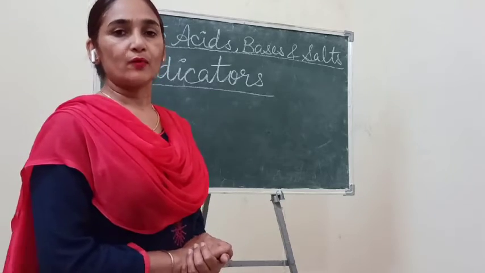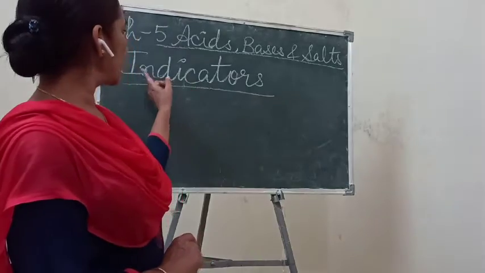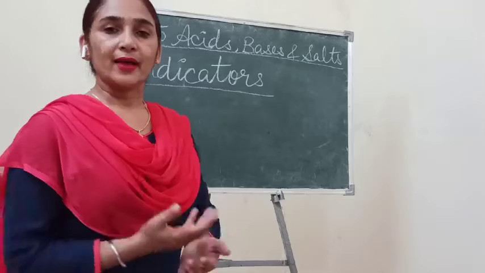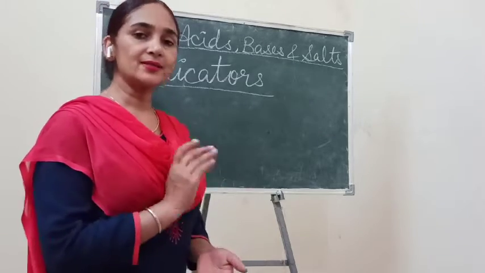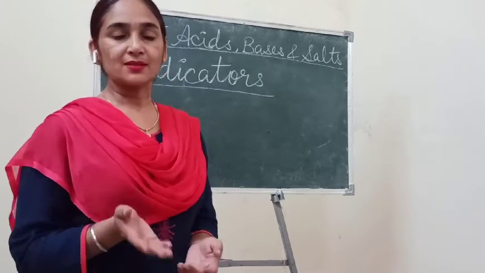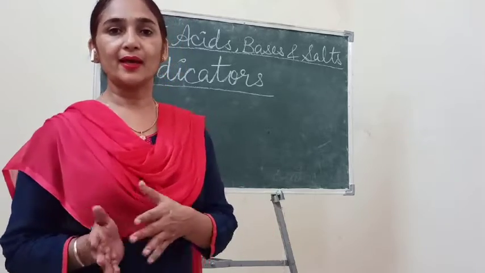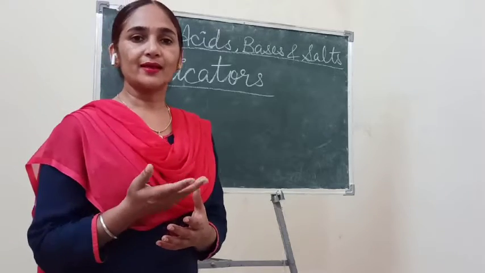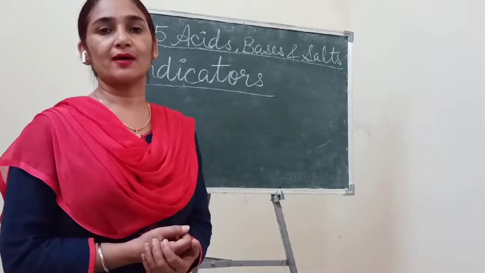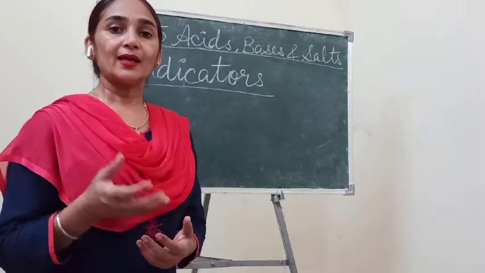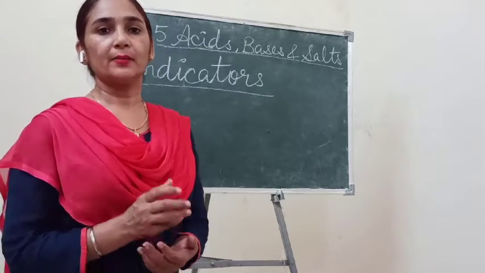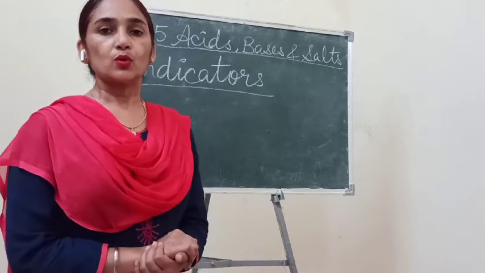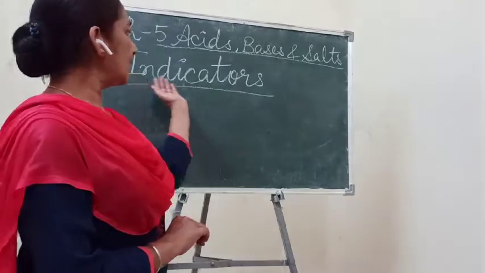About that, I want to tell you that last time I explained to you about indicators, meaning how we can detect whether something is acidic or basic. How will we know whether it is an acid or a base? There are some chemical substances which we can use to detect whether a material is acidic or basic. Those materials are called indicators.